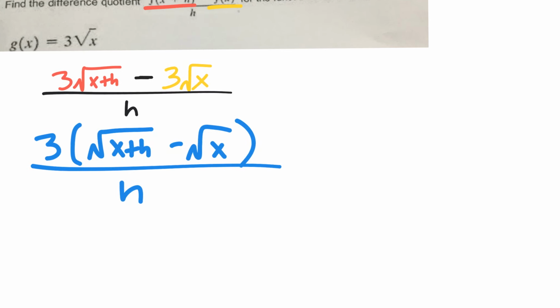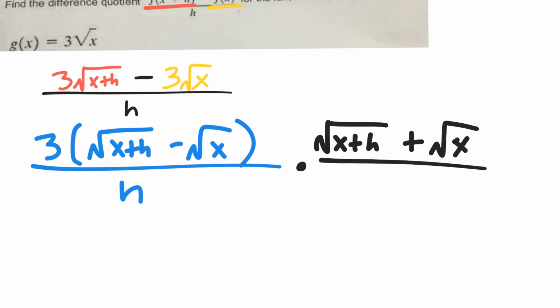Now, if we want to rationalize this, we want our radicals to cancel each other out. We've worked problems like this in the past. With 2 things being subtracted here, we want to multiply by the conjugate, which means we multiply by the same thing but put the opposite sign between them. So it's the square root of x plus h plus the square root of x. That will cancel out the radicals in the numerator. To keep this balanced, I must also multiply by the same thing in the denominator: square root of x plus h plus square root of x.